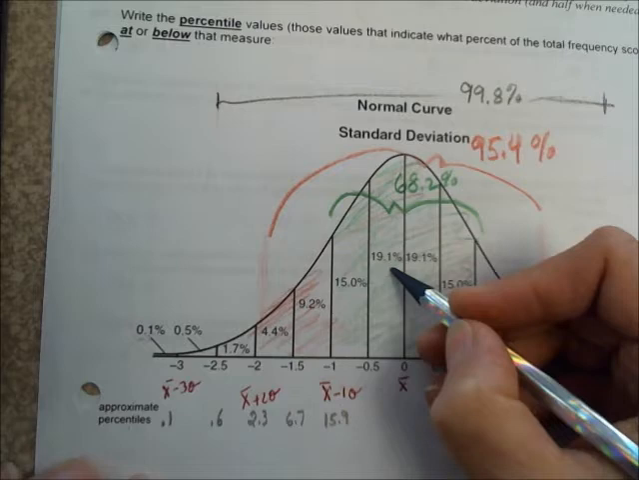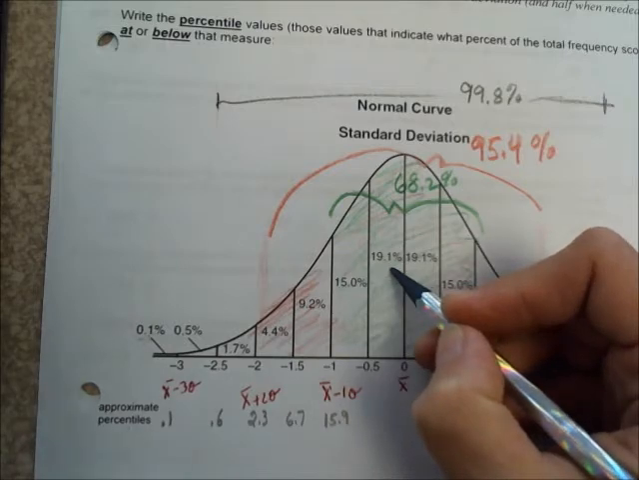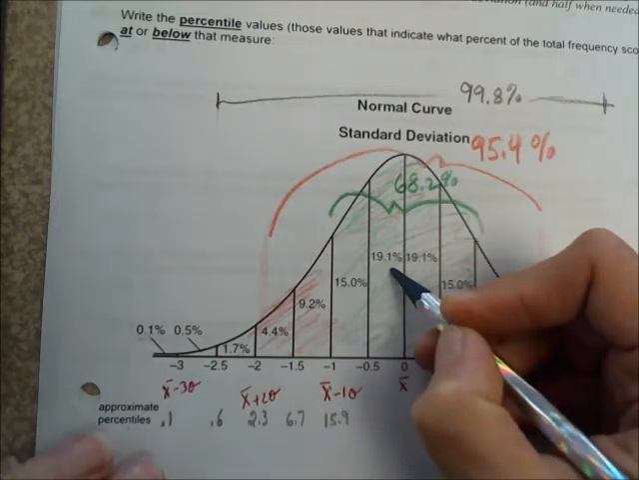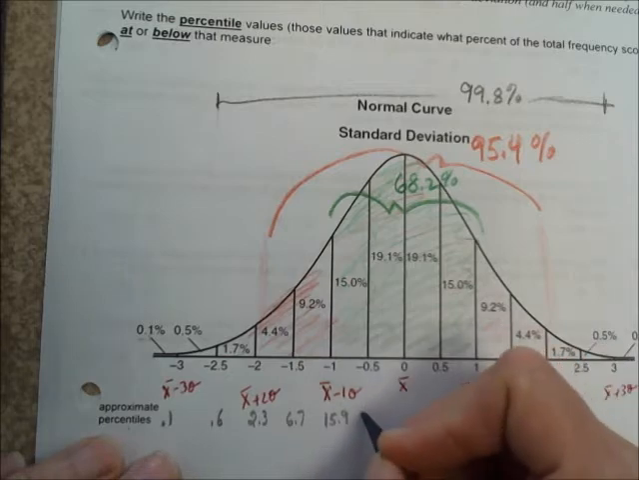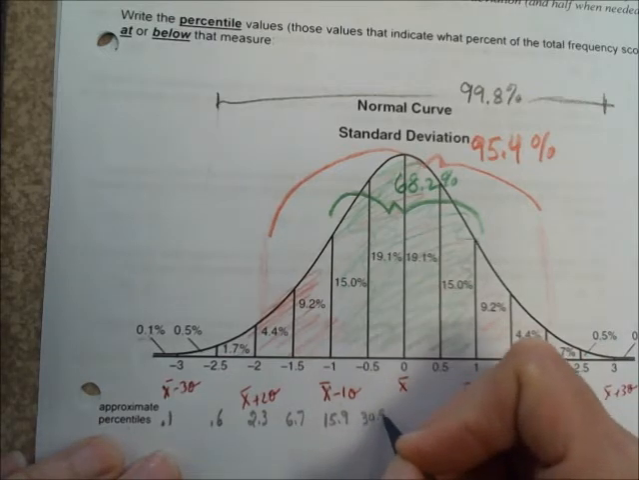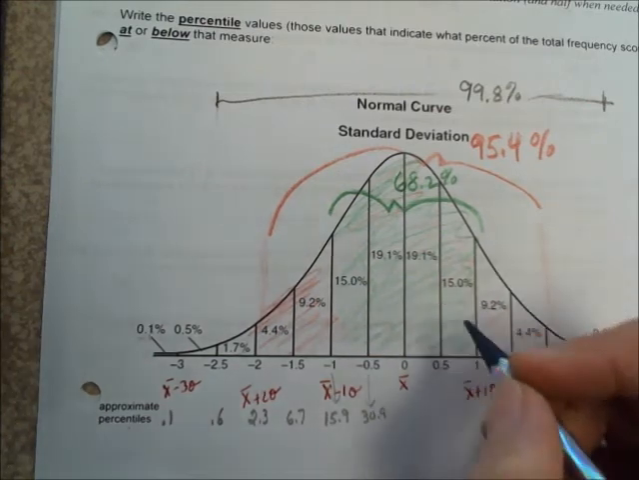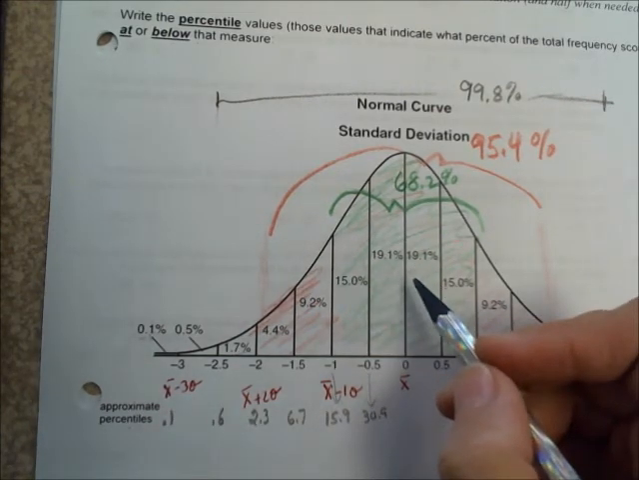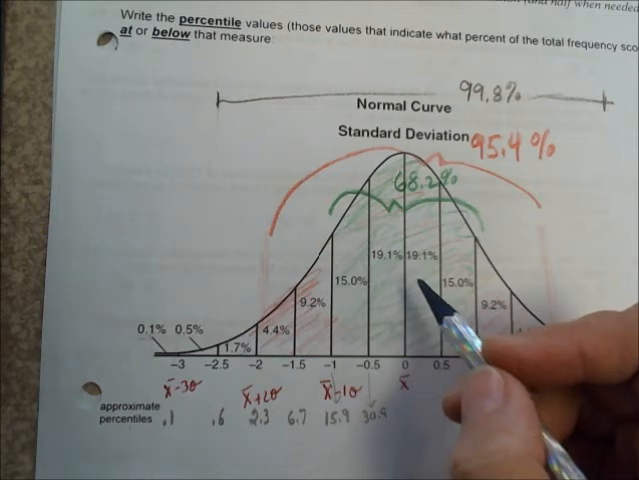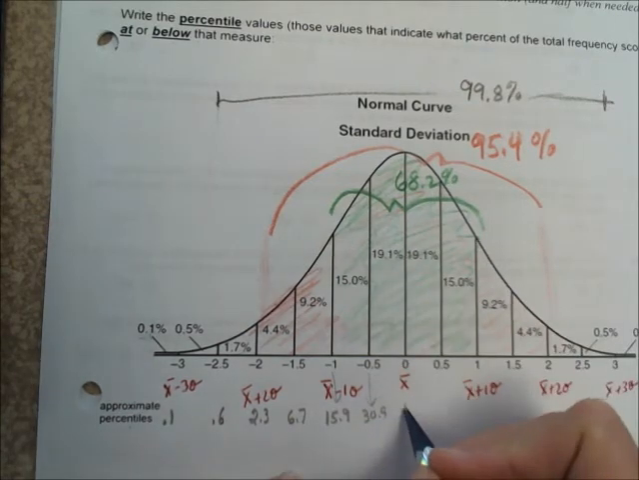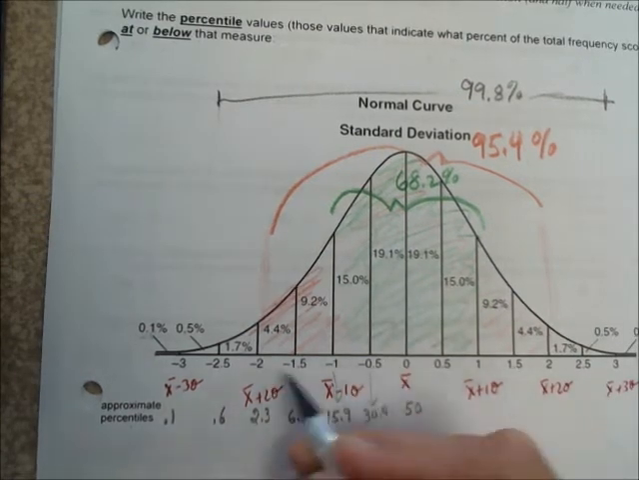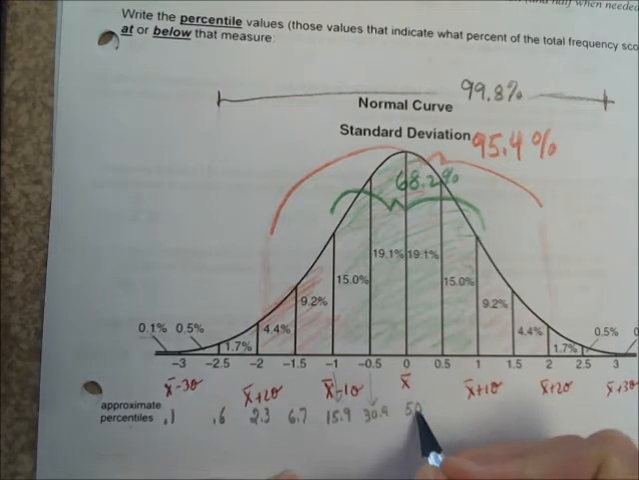Now we're going to add 15 to that, and you'll get to 30.9. Excuse me. And then if you add 19.1 to that, we should be up to the 50th percentile, and we are. So any score that is average will be at the 50th percentile.